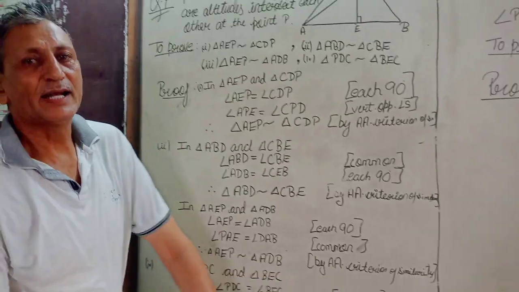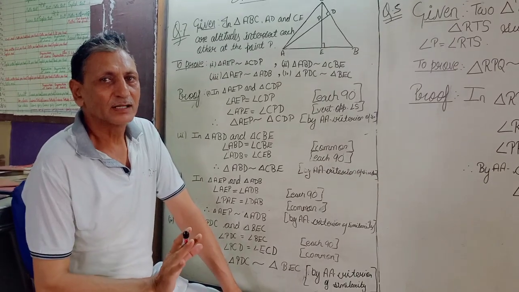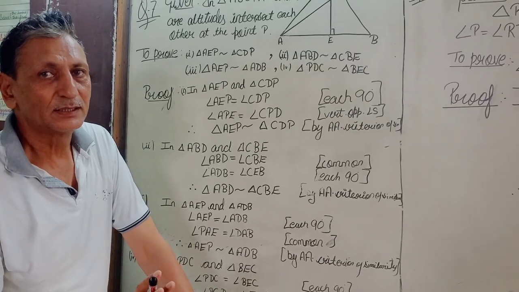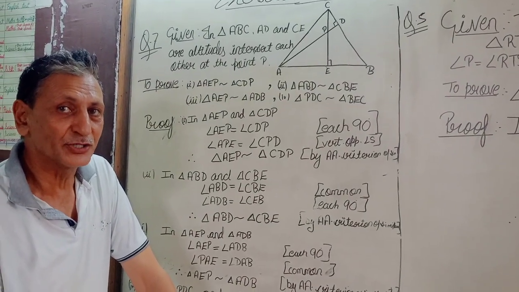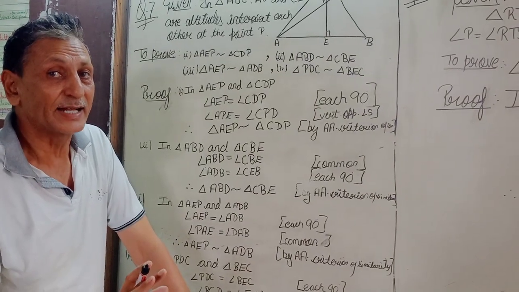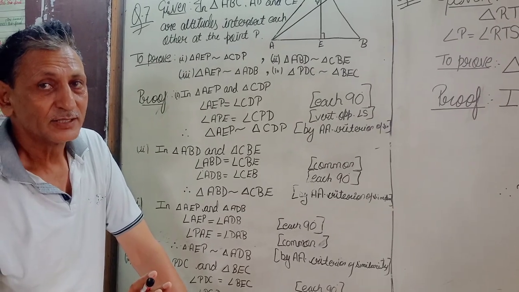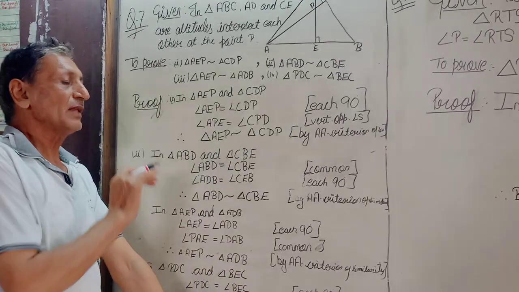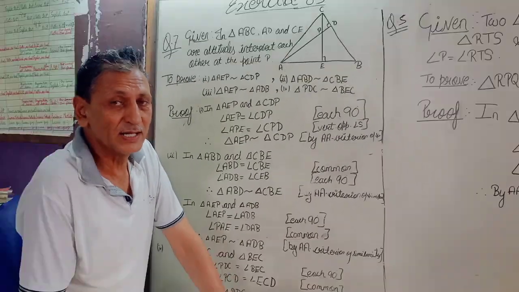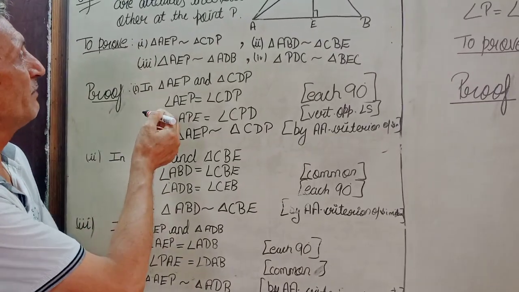We know that somehow we can prove them similar if we can have one out of the three criteria, that is either the corresponding sides should be in the same ratio, or the corresponding angles should be equal, or the SAS criterion, that is two sides and the included angle. And of course, the AA criterion, that is if two angles are equal, then naturally the third one will be equal. So let us take them one by one.